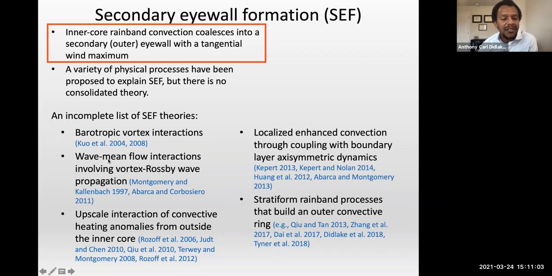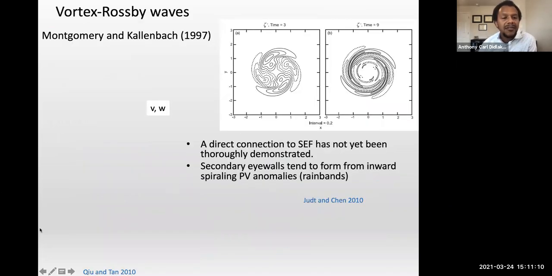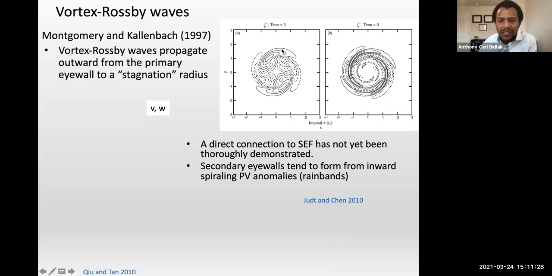So the second one here is the wave mean flow interactions that involve vortex Rossby wave propagation. This deals with the vortex Rossby waves that can be propagating inside of the inner core of a storm due to the radial gradient of the vorticity. And this was popularized by Montgomery and Kallenbach in 1997, where they showed that you can have these vortex Rossby waves, whether they be wave number two or wave number three. This is a wave number two structure.